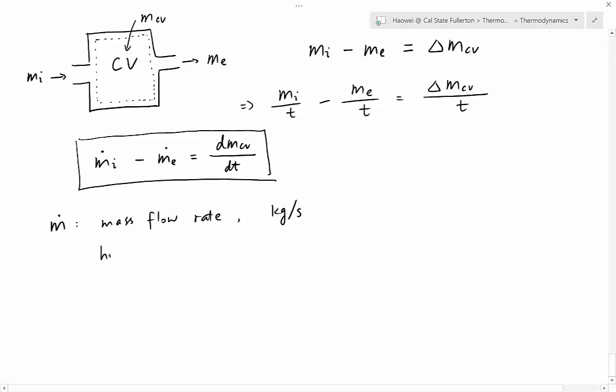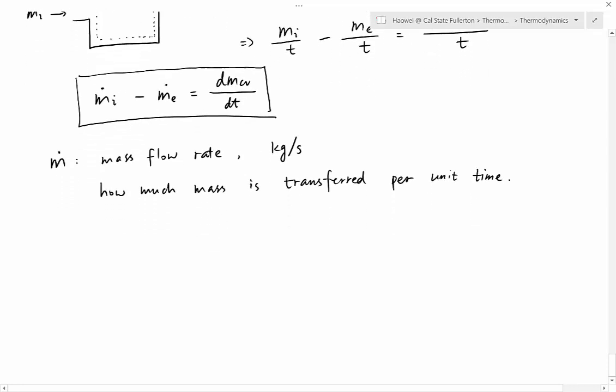It means how much mass is transferred per unit time, which is per second. Okay, and then how do we calculate mass flow rate? We can derive an equation for mass flow rate. We start from the definition. M dot is defined as mass over time.